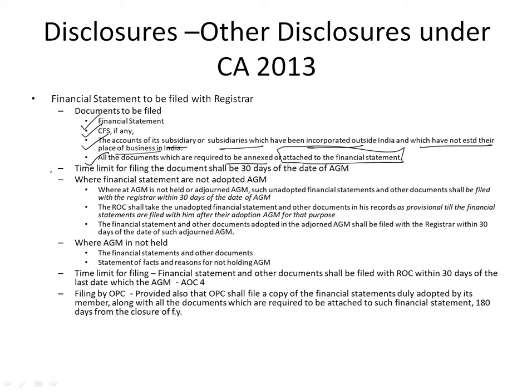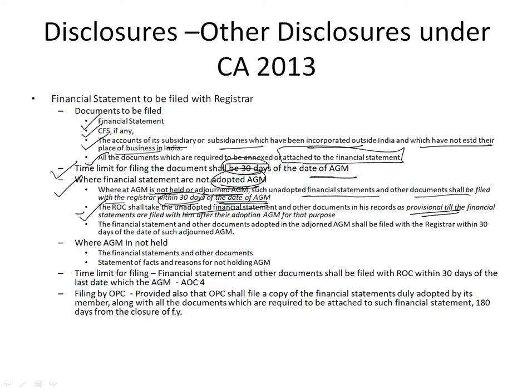Now, the time limit for filing such documents shall be 30 days from the date of the AGM. Where the financial statements are not adopted in the AGM, where the AGM is not held or is adjourned, such unadopted financial statements and other documents need to be filed with the registrar within 30 days from the date of the AGM. ROC will accept such unadopted financial statements and other documents in its record as provisional till the financial statements are filed after their adoption at the AGM for that purpose.